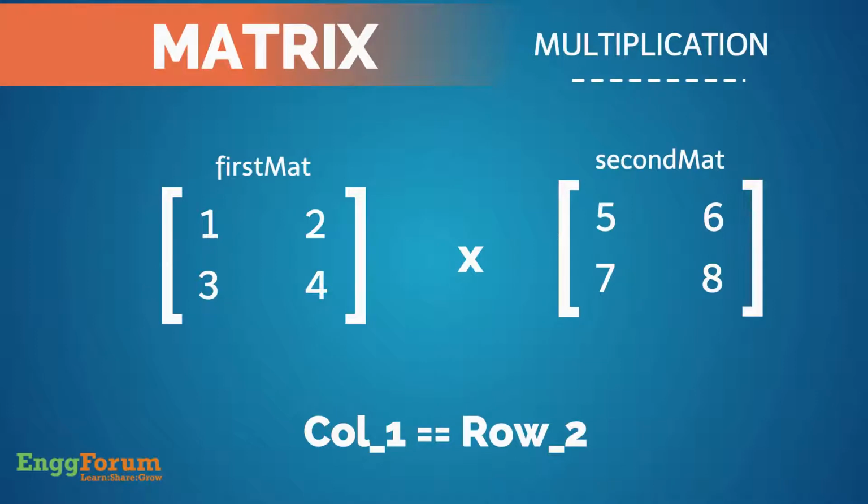Before we jump to our example program, remember, matrices must satisfy a condition. For matrix multiplication, the number of columns of the first matrix must be equal to the number of rows in the second matrix.